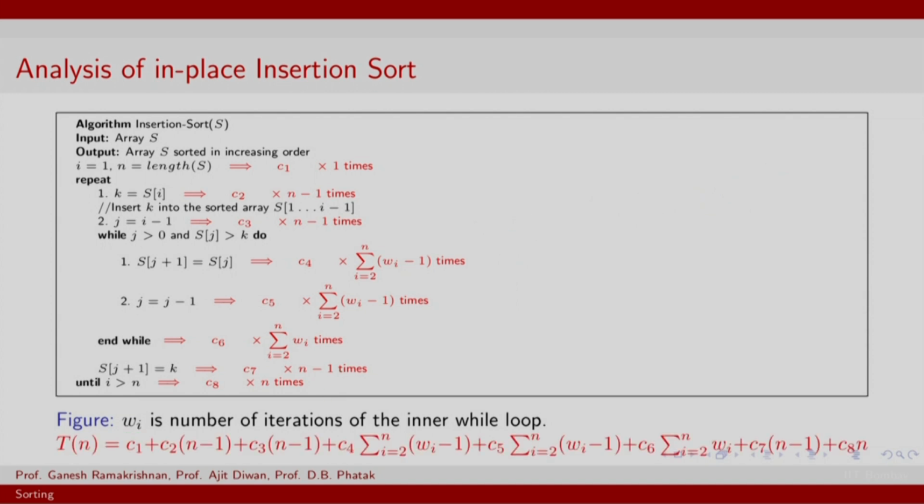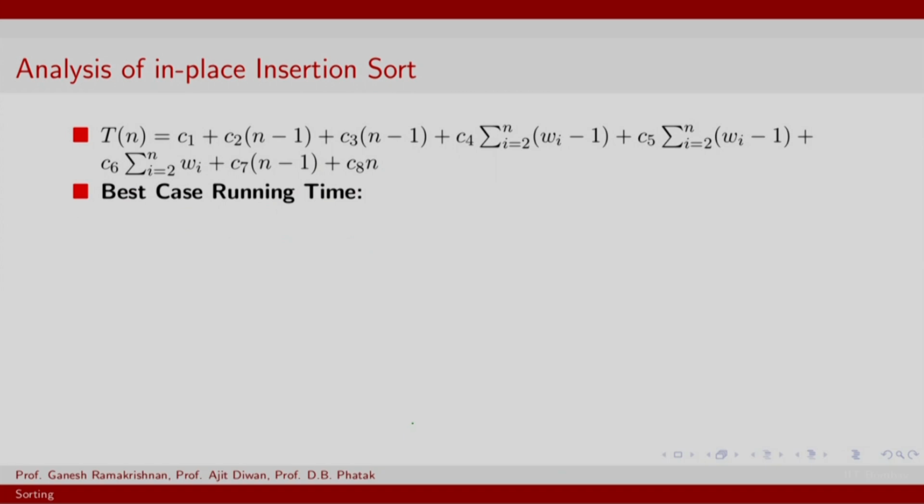So the complexity is given by this expression involving various constants. The only thing that needs to be elaborated a bit upon is what happens to these summations in the worst case and in the best case. Everything else seems to be order n. So for the best case running time, what will be the best possible scenario for the Wi's? Is there a way that you can avoid shifting altogether? Can the Wi's basically be 1?